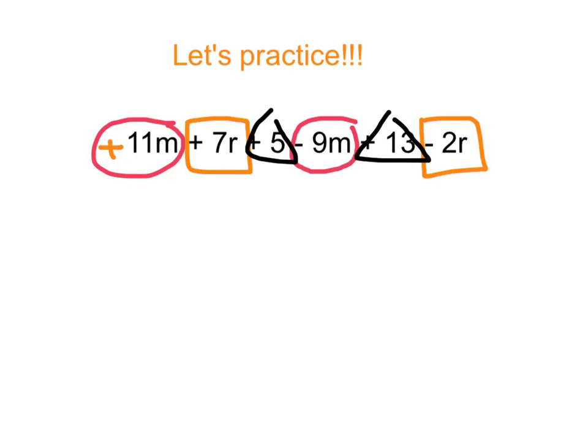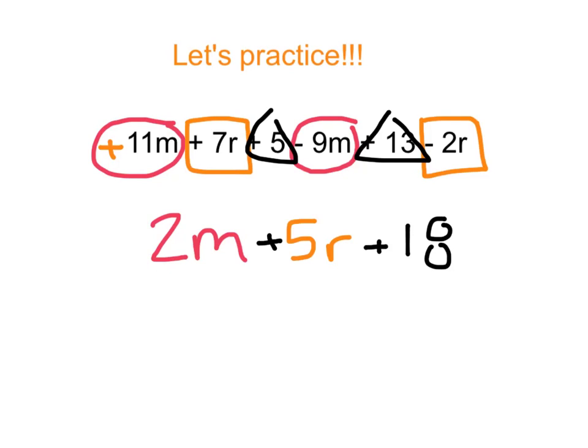So now I can rearrange them, but since I already know where they are and I know the operations, I can just write them out by knowing that plus 11m minus 9m will give me 2m, and I will be adding that to my 7r minus 2r, which gives me 5r. And then last but not least, I will be adding that to my combination of my constants of 5 and 13, which should give me 18 as a constant. So my final answer is 2m plus 5r plus 18.